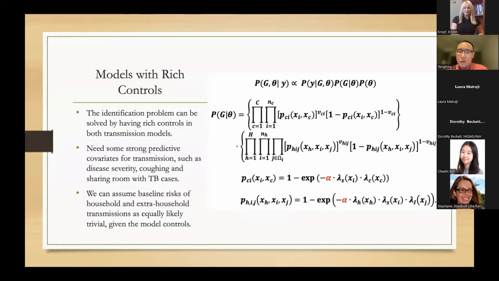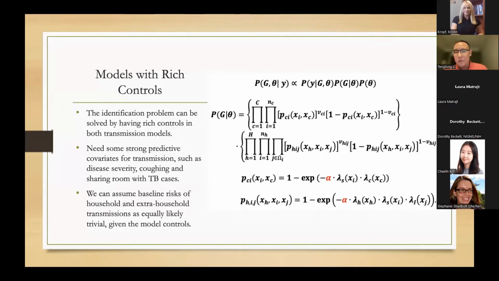The first component, which you can see on the next slide, is the PCI, which refers to the probability of getting a community transmission. It depends on a baseline parameter alpha and also on risk factors, for example your individual feature XI and also the community feature XC. The second component refers to the probability of getting household transmission. It depends on, for example, household features XH, also the infectee feature XI, and also the infector feature XJ.